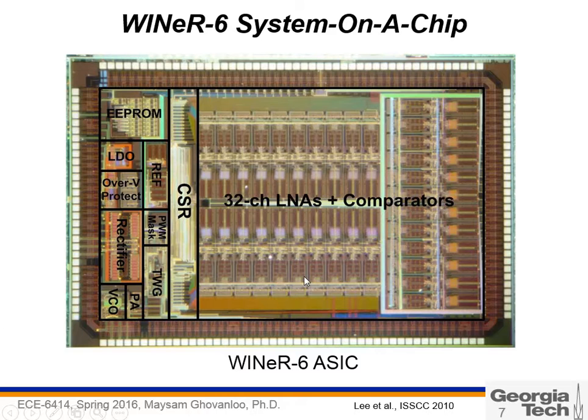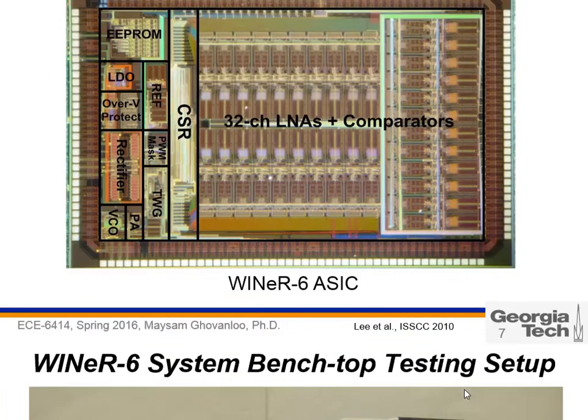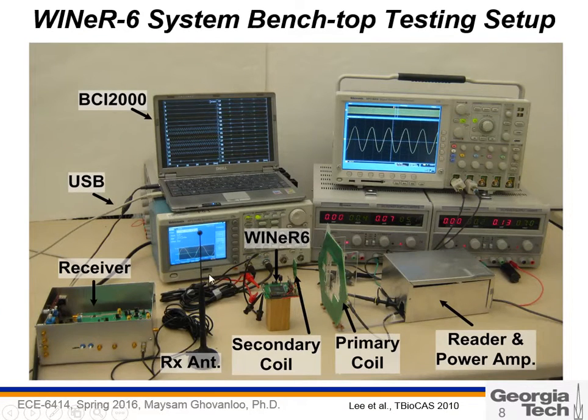This is the chip fabricated in TSMC 0.35 micron, if I remember correctly, and the size of the chip is about 4 by 6 millimeters. Here you see the test setup. This is our custom receiver, the receiver antenna. This is the chip with Wiener 6. It's a packaged chip, and this small antenna does the transmission between this antenna and the receiver antenna.